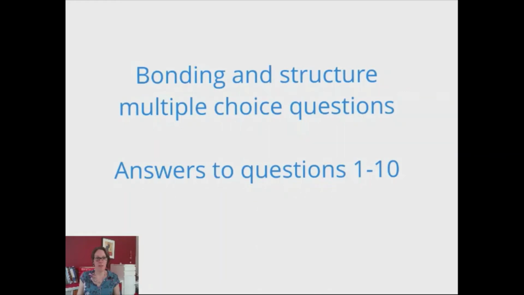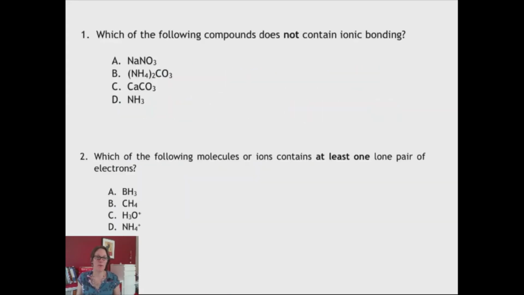In this video, we're just going to have a look at the first 10 out of the 20 bonding and structure multiple choice questions. So question 1, which of the following does not contain ionic bonding?